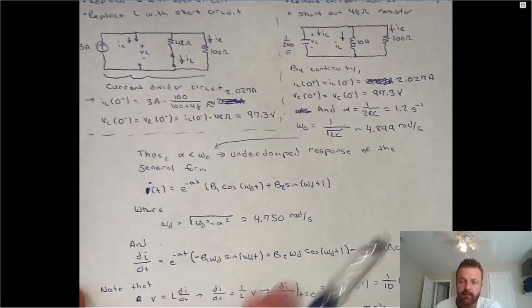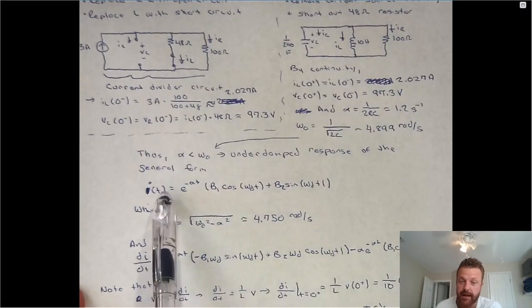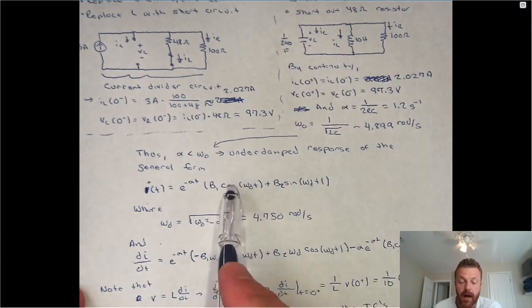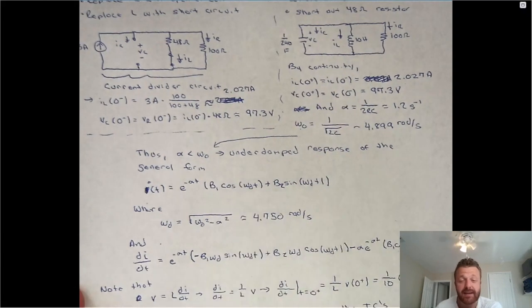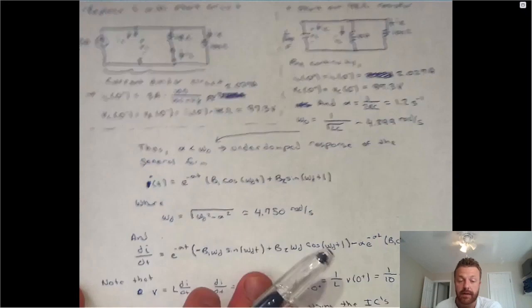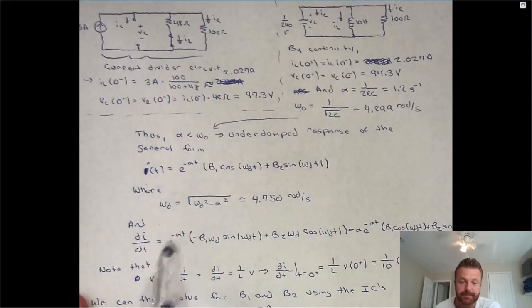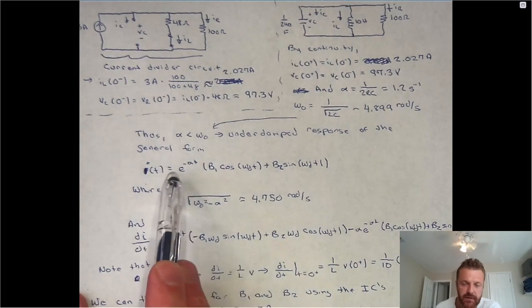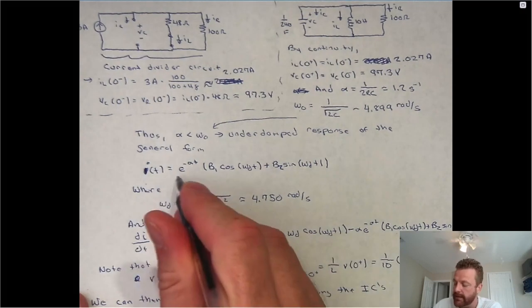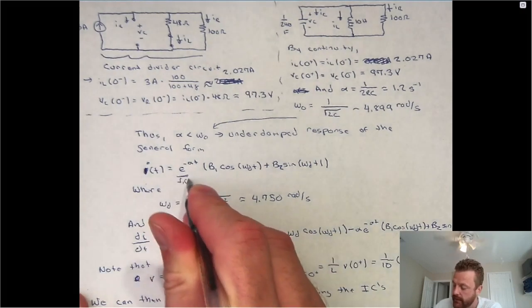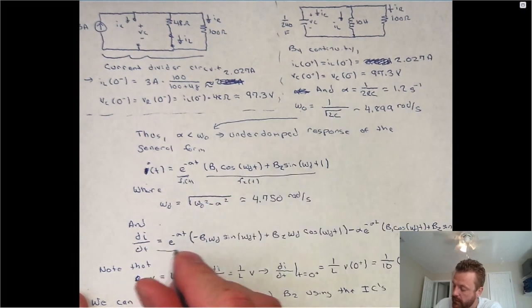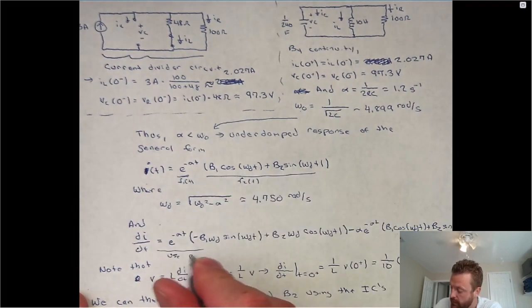Now, we have an initial condition on I of t, which is just the inductor current. However, in order to solve for both of these unknowns, we're going to need an additional initial condition on the derivative of that inductor current. So what I'm doing here is taking the derivative with respect to time of this general function. You can view this as f1 of t, and this as f2 of t, and this is all the product rule.